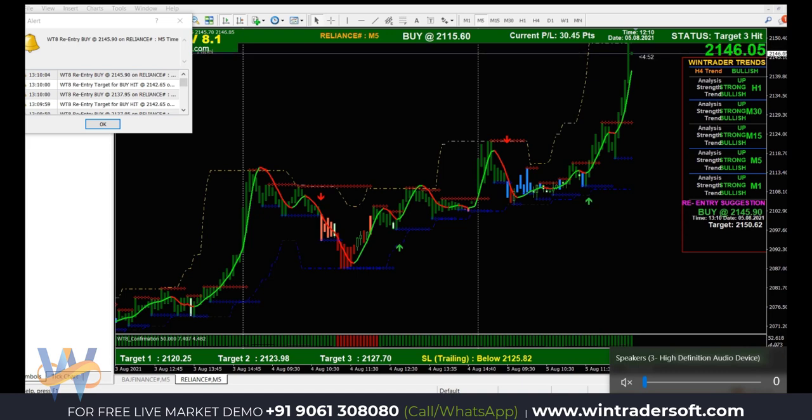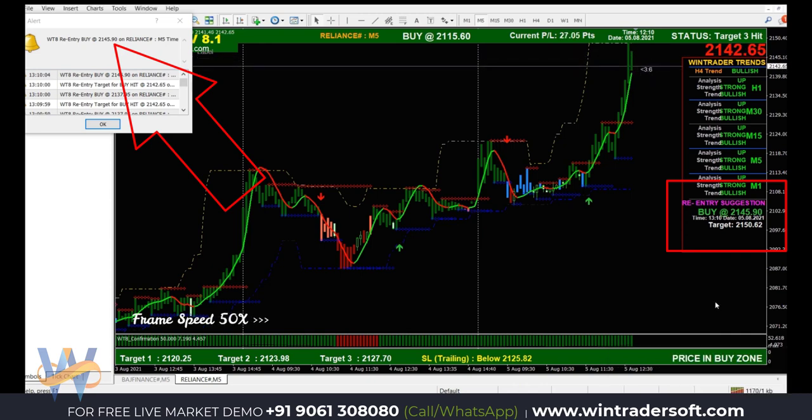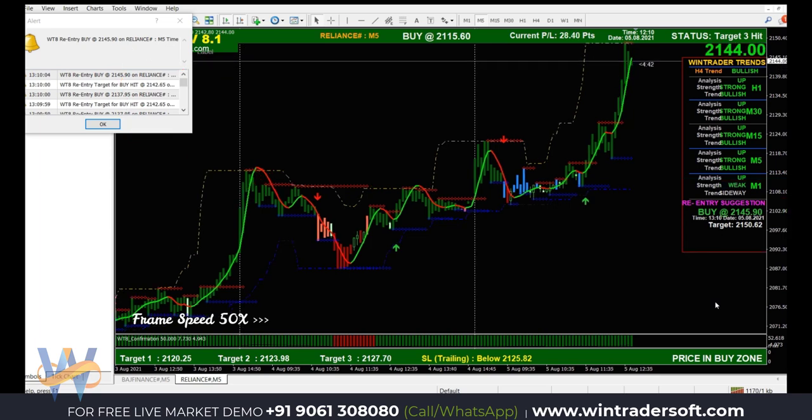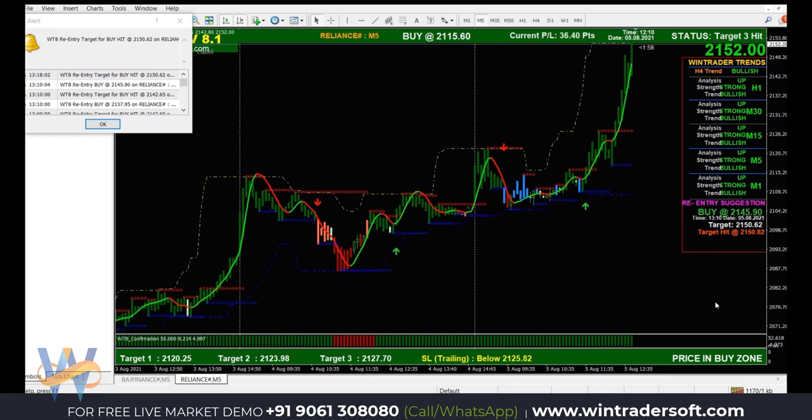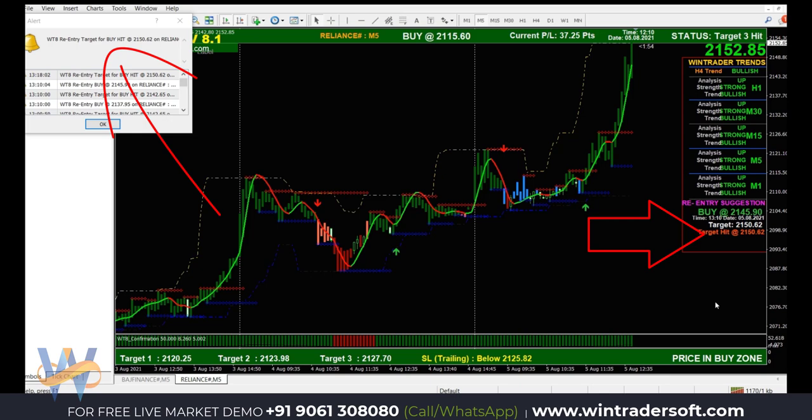The next re-entry suggestion is generated at 2145, the third re-entry. After the second re-entry suggestion target was achieved, we again get the re-entry at 2145, with a 5-point target of 2150. Let's see if it achieves or not. You can check, it's a live market, nothing other than live market performance. Yes, near that target, 2150.60 is the re-entry, and that too is achieved. Three re-entry suggestions are achieved.